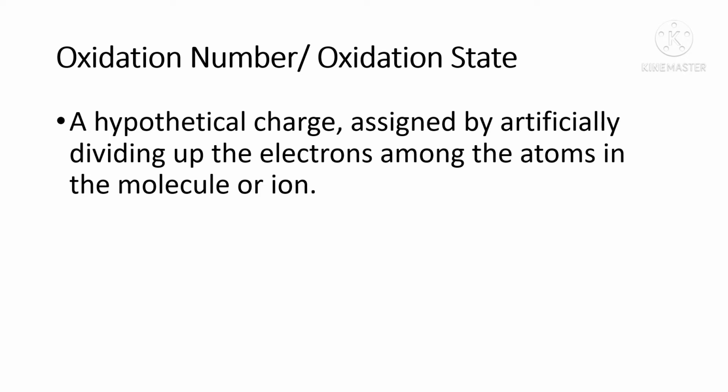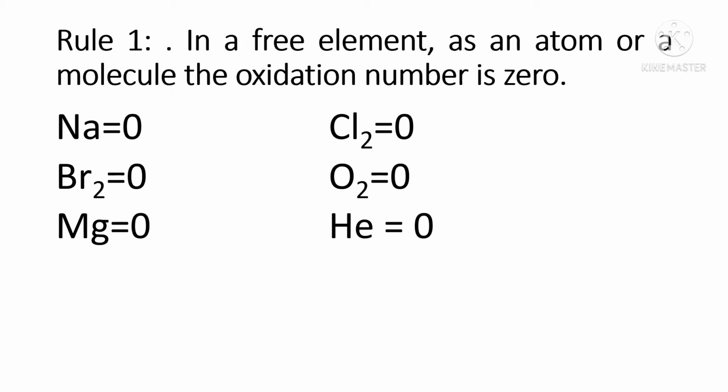What is oxidation number or oxidation state? Oxidation number or oxidation state refers to a hypothetical charge assigned artificially to an element when dividing up the electrons among the atoms in the molecule or ion. There are a few rules to follow to assign the oxidation number or oxidation state for an element.